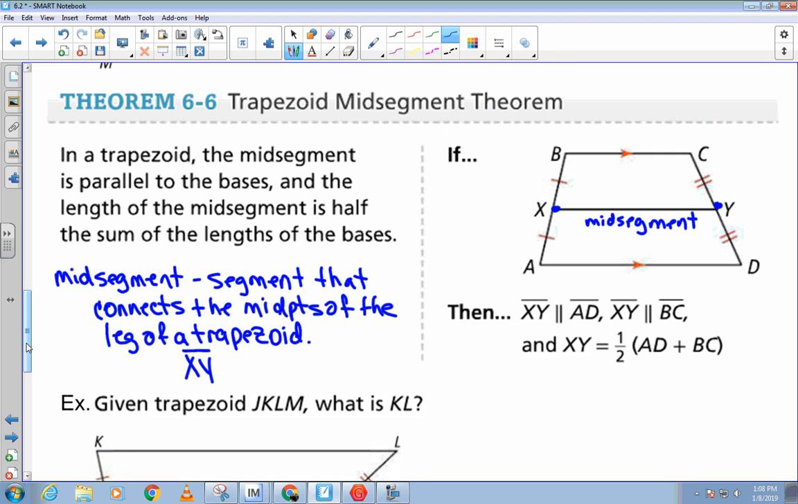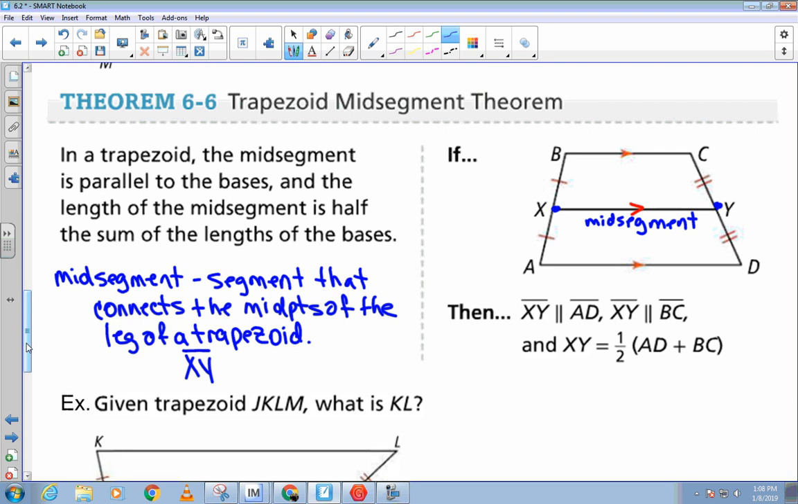The legs aren't equal because one of them, this on the left side, EX and AX both have a single dash, and CY and CY. So this is any trapezoid. Okay, so XY is the mid-segment. And then it says that it is parallel to the two bases. So all three lines are parallel to each other. Okay? And its length is half the length of the sum of the bases. Okay, half the length of the sum of the bases.